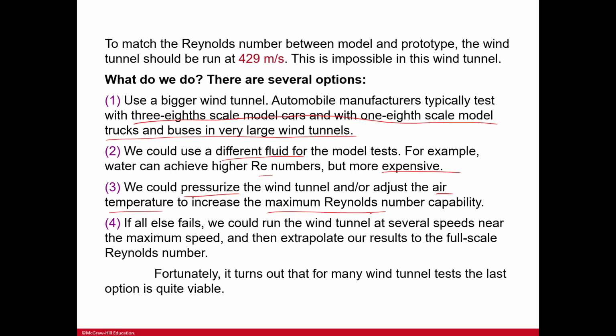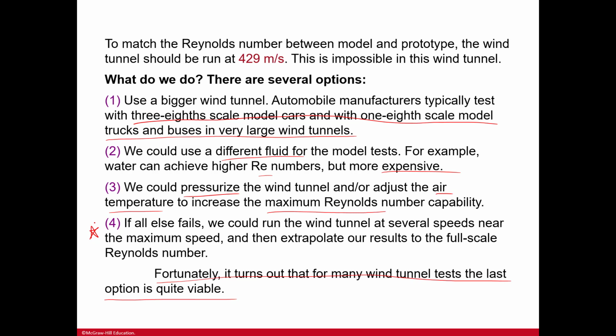And then if you can't do any of that, you can run the wind test several times at speeds near the max speed and then extrapolate our results to the full scale Reynolds number. And so here, fortunately, it turns out that for many wind tunnel tests, the last option is quite viable. So that's nice that it's actually usable. This is the one that we just talked about, just gave an example when we said, hey, even if some of the data does not match what your full-scale prototype would be, that doesn't mean that your data is not usable, right? It can still tell us things. You can still predict trends.